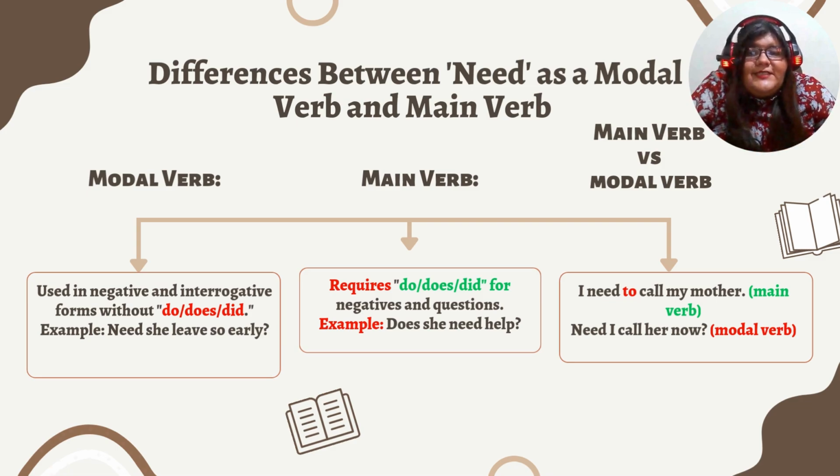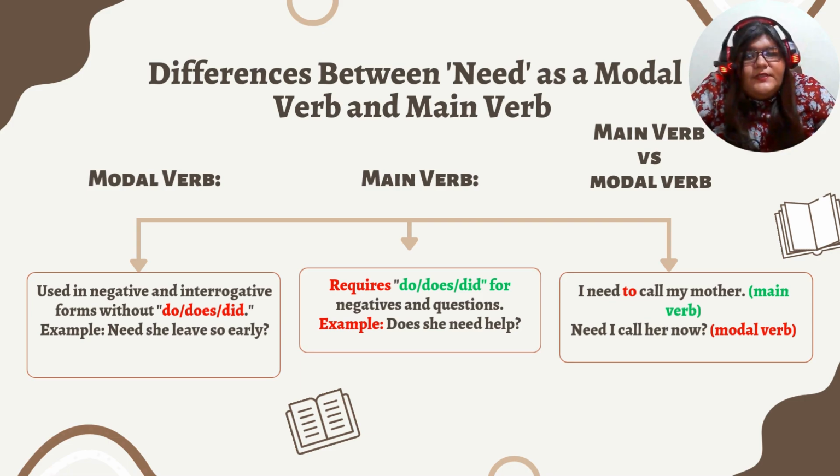Then we have need as a main verb. In this case, we can add an s, and it requires an auxiliary verb of the simple present, for example the auxiliary verbs do, does, did, for negatives and questions. For example, "Does she need help?"